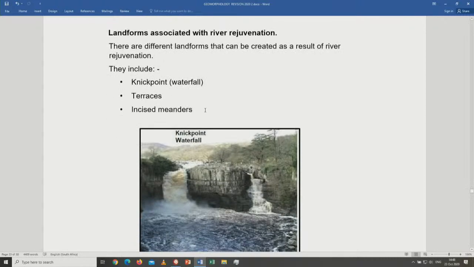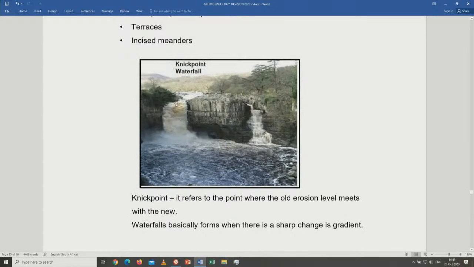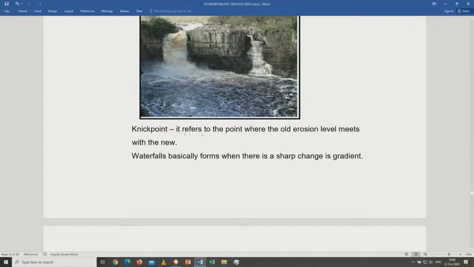And then landforms associated with the river rejuvenation, it's a nick point, especially the waterfall. Terraces also, incised meander. Here's a picture over here that will show the nick point waterfall. Nick point, it is referred to the point where old erosion level meets with the new one. That's a nick point waterfall. Because the old one will meet with the new one over here. So the old one is up here, here's a new one over here. And the waterfall basically formed when there is a sharp change in the gradient. That is where, most of the time, the waterfall formed where there is temporary base level.